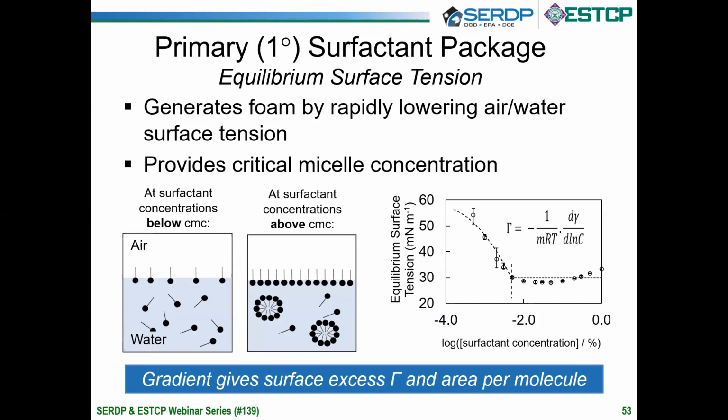Something else we can tell from this graph is the gradient of the left-hand side is obviously d gamma by d log C. And if you look at the Gibbs equation, which is in the graph, the surface excess, lambda, can be calculated from the gradient of that line. The surface excess is the excess concentration of surfactants at the interface compared to the bulk phase. And from that, we can calculate the area that each surfactant molecule occupies in the surface. And again, that's a really important piece of information.